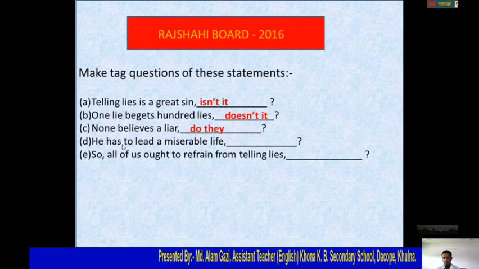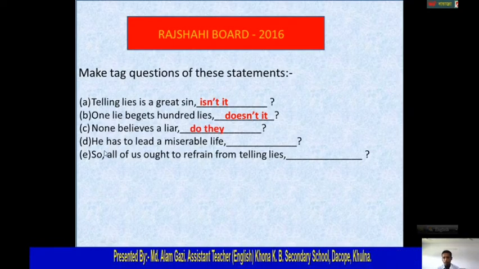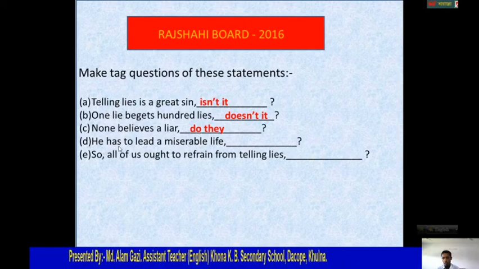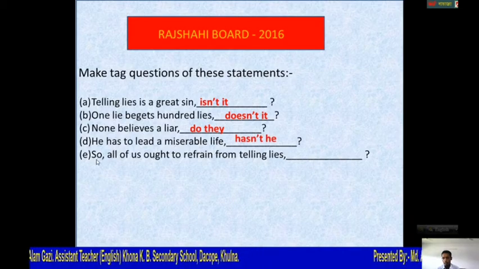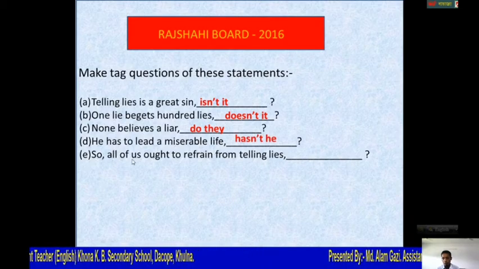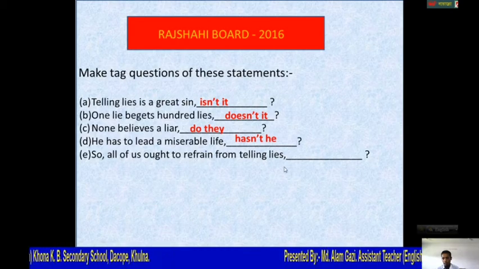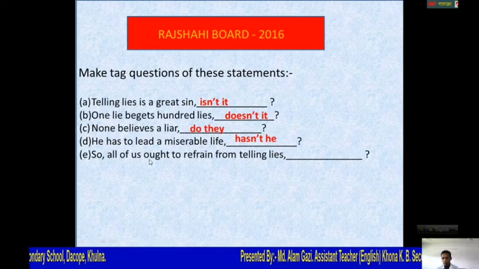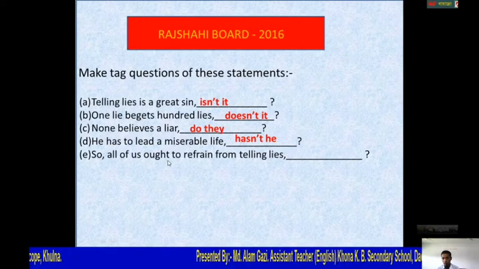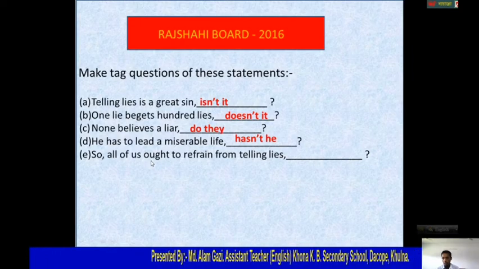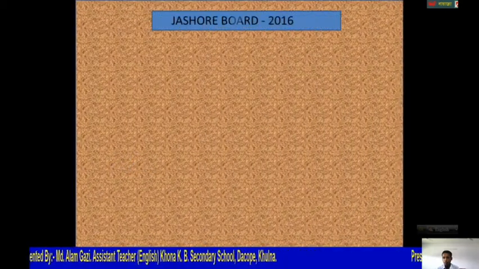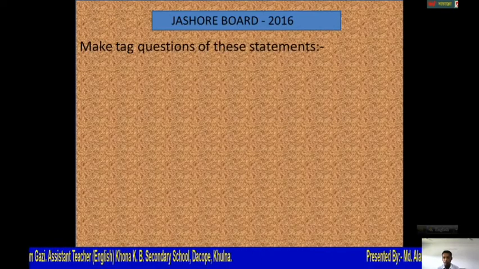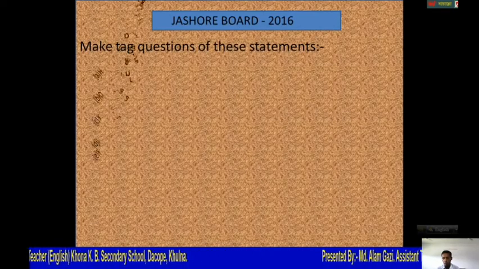Question D. He has to lead a miserable life. In this sentence, we see an auxiliary verb has. So, tag question will be hasn't he. Question E. So, all of us ought to refrain from telling lies. In this sentence, we see a modal auxiliary verb ought. So, tag question will be oughtn't we. Jessore Board 2016. Make tag question of these statements.